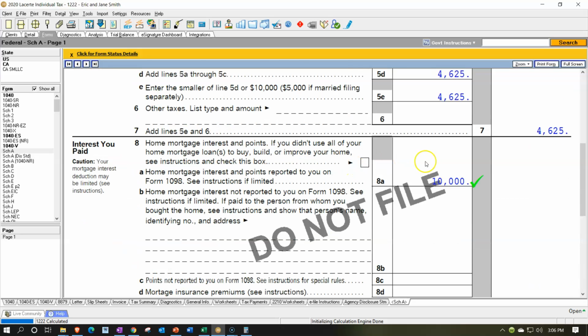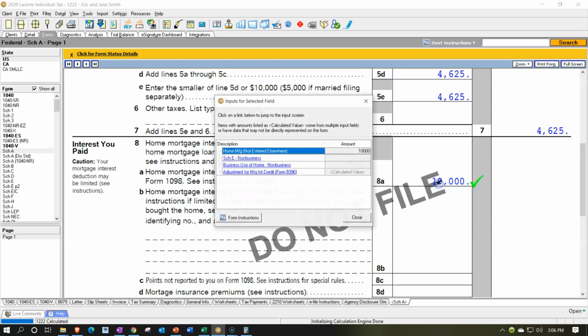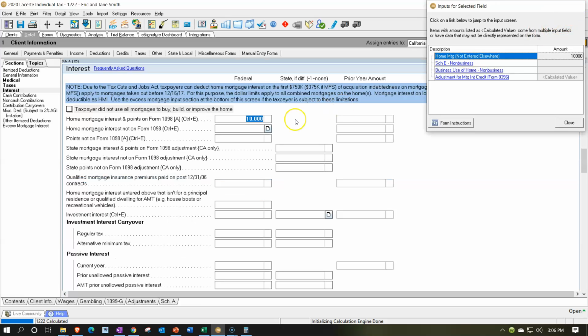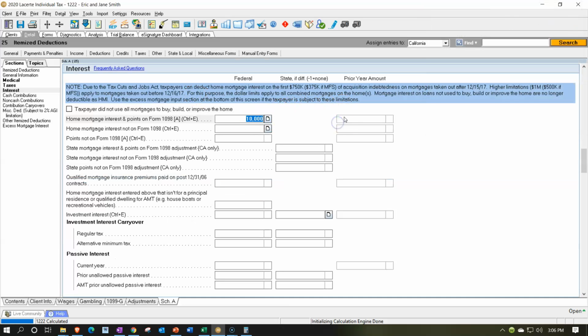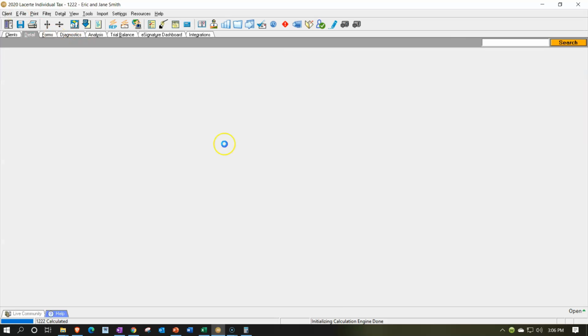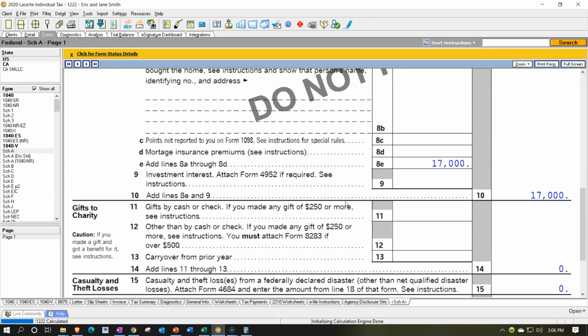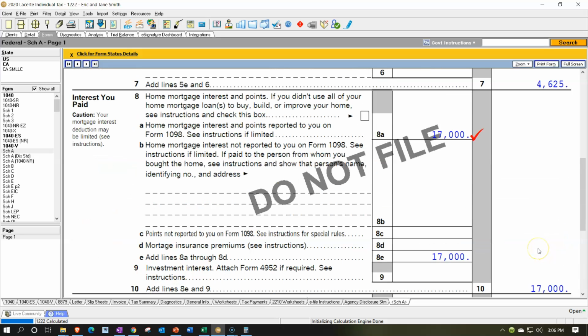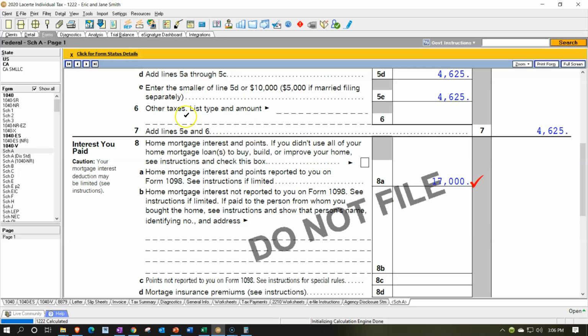So this would have to clear the threshold. If I was to jump back over and say, all right, what if the mortgage interest was all the way up to 17,000, and push back over to the forms, now we're at 21. It's still not over the 24 threshold.